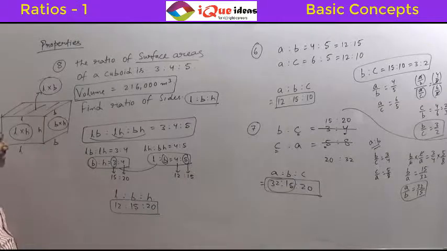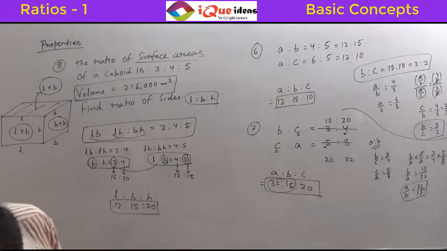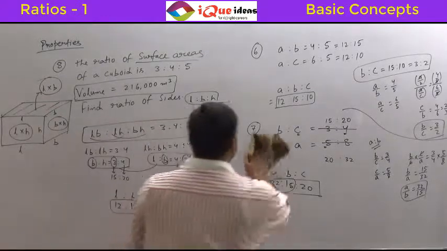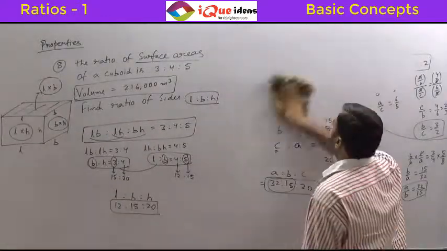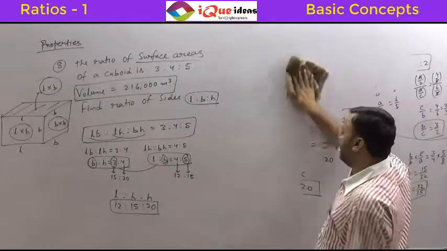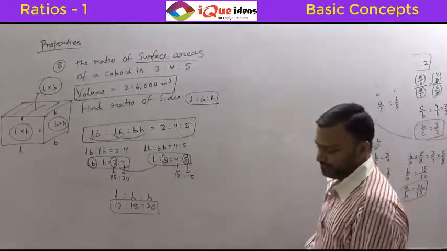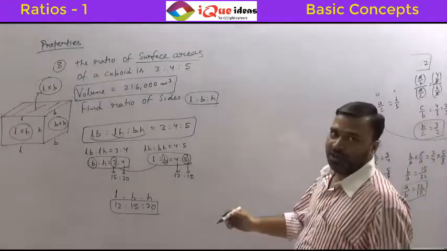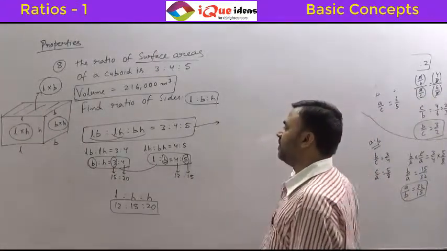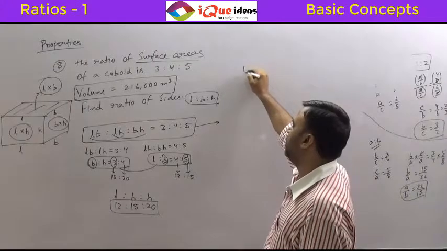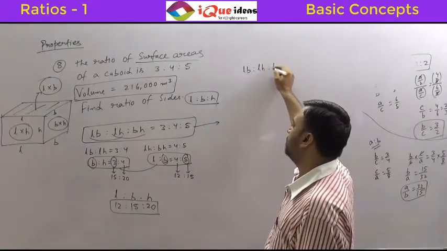Volume was just camouflage, which you should avoid in this case. Not necessary. See, understand, we are not asking the values of length, breadth and height. We just want the ratio of length, breadth and height. Okay? Now, from here only, there is one more way of doing this. I'll write this again. LB is to LH is to BH.